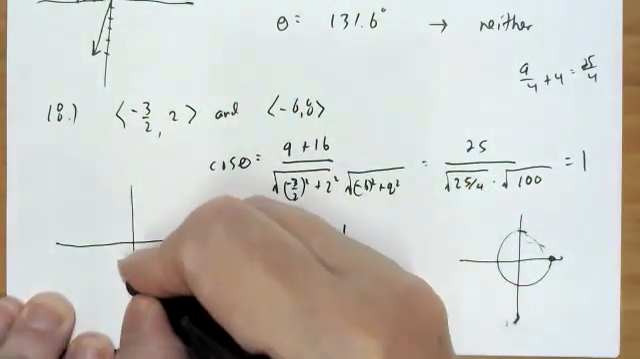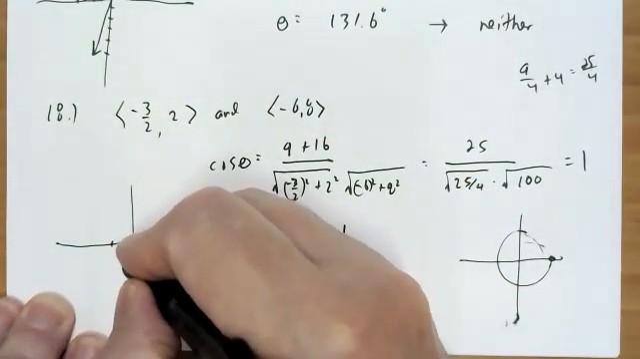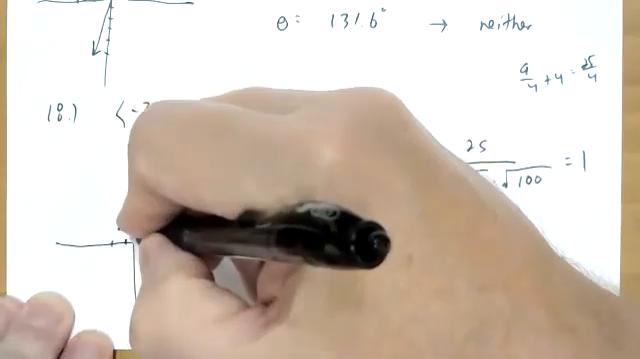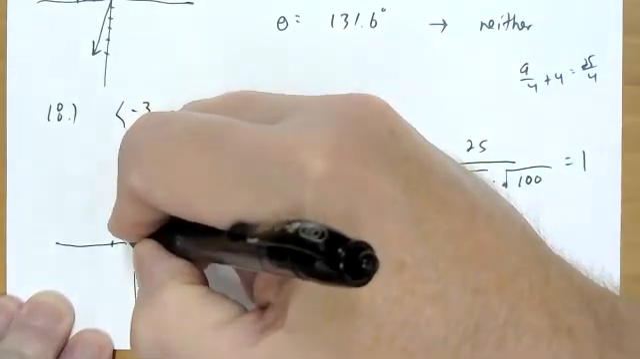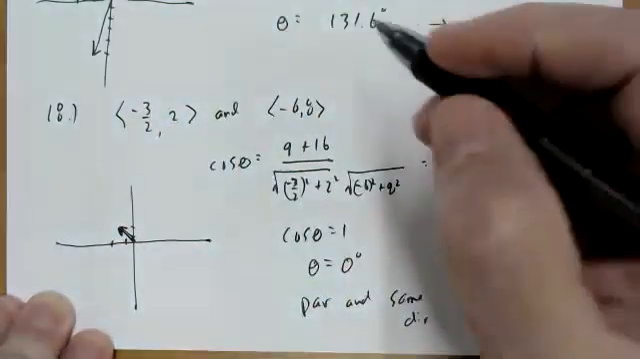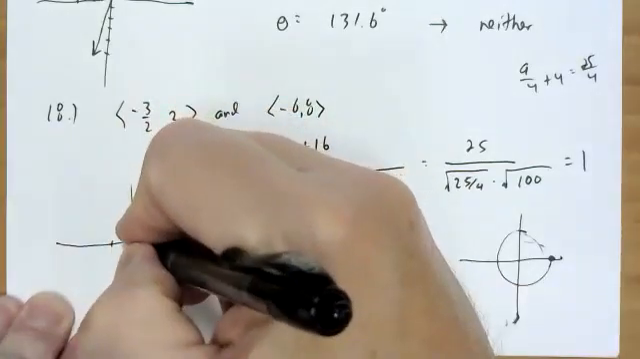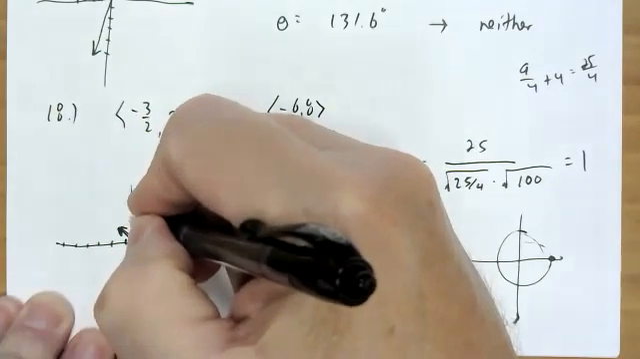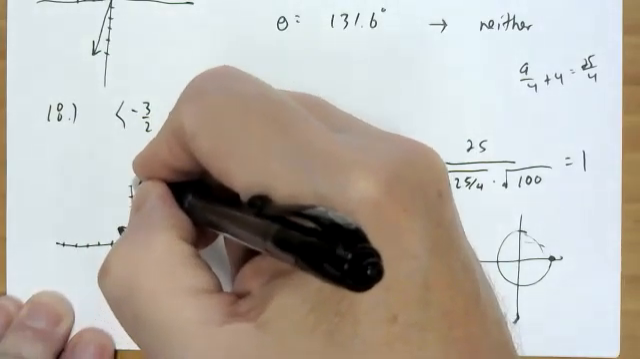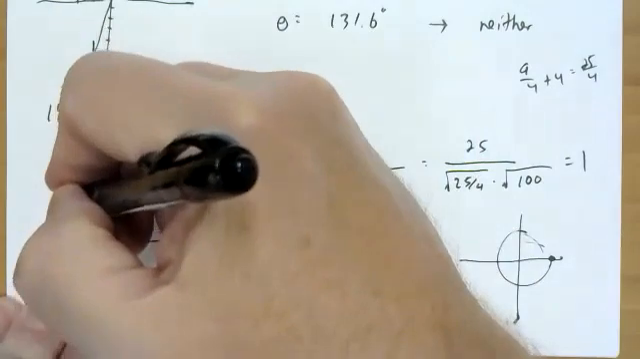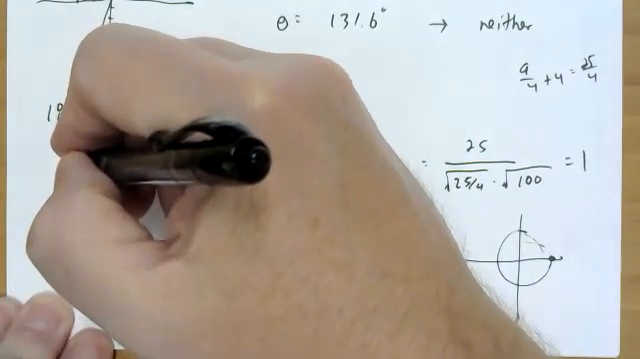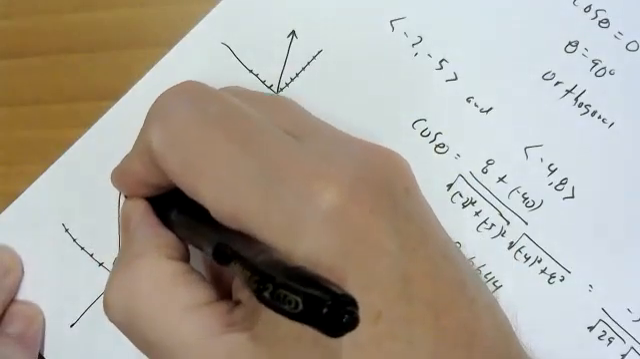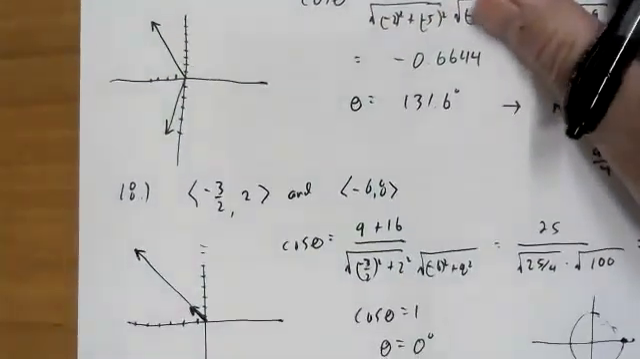-3 halves, 2. That's like -1.5 and then 2. Which is not very good. And then -6, 8. 1, 2, 3, 4, 5, 6. 1, 2, 3, 4, 5, 6, 7, 8. So maybe up in here somewhere. Once again. Yep.